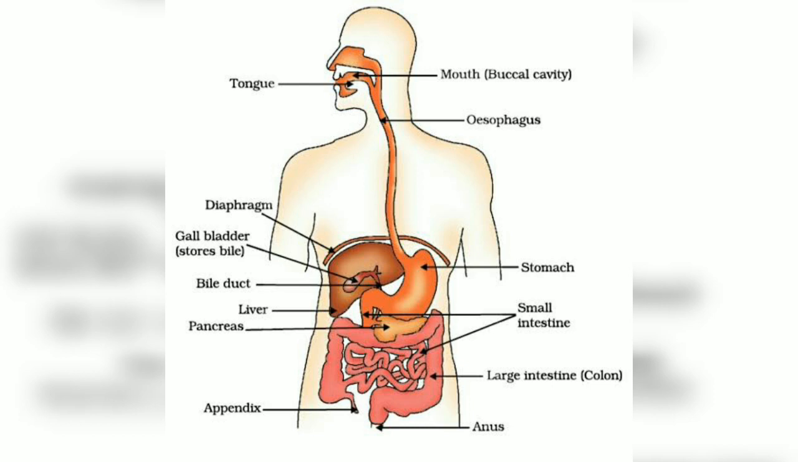There are some glands associated with the digestive system. They are the salivary glands in the mouth, gastric glands in the stomach, liver near the stomach, and pancreas behind the stomach. They secrete digestive enzymes that speed up the process of digestion. So now we'll discuss the mechanism of digestion in humans.